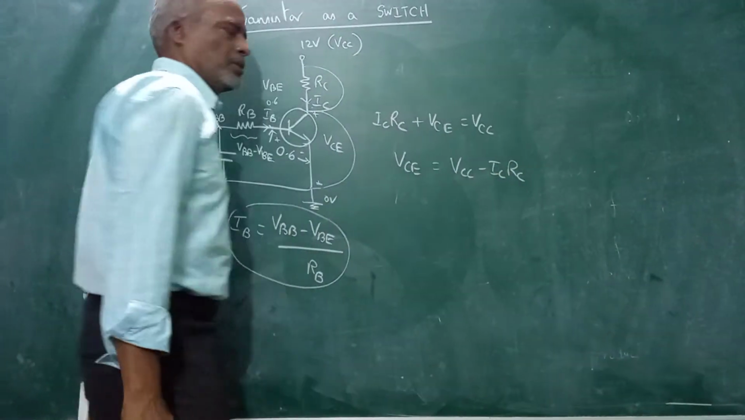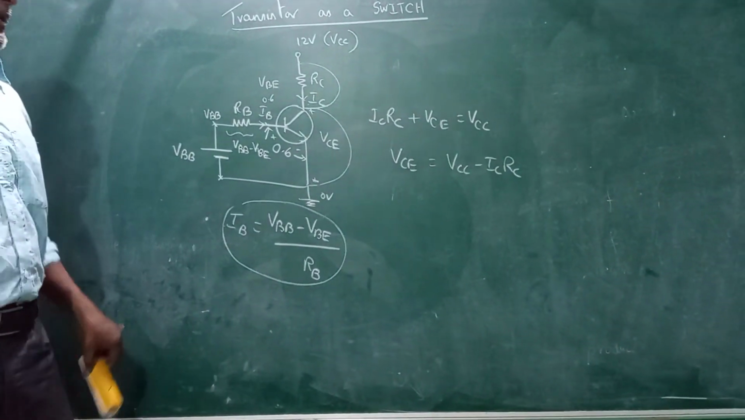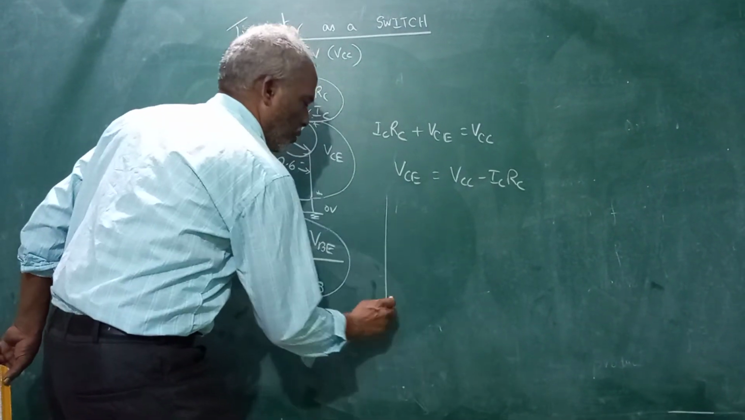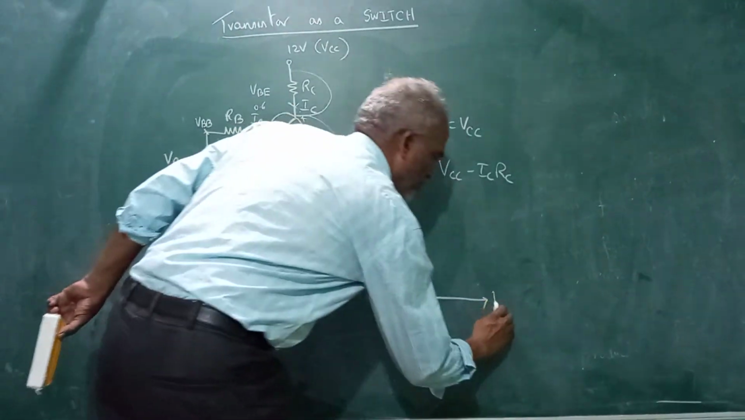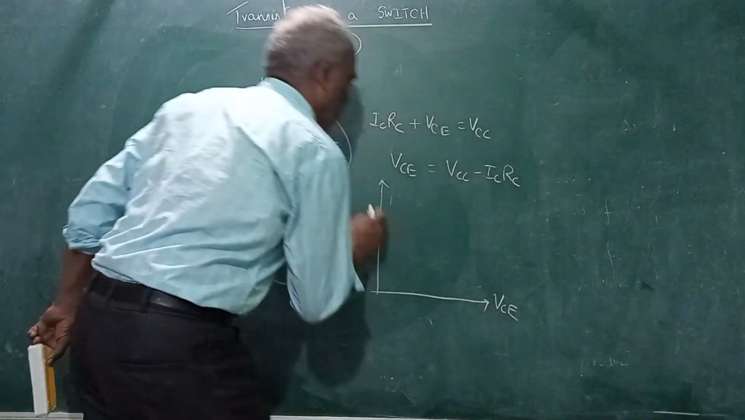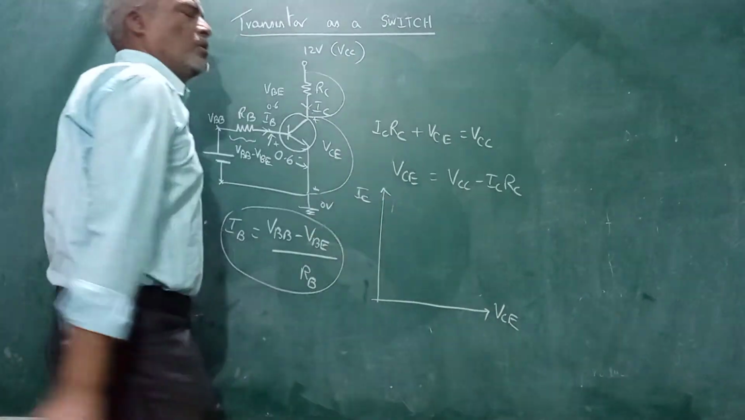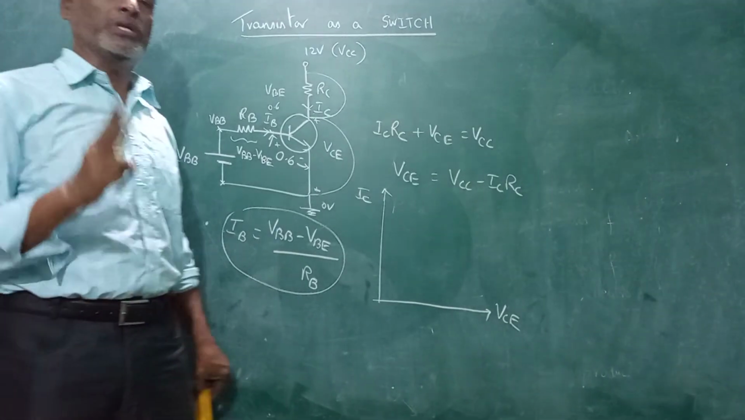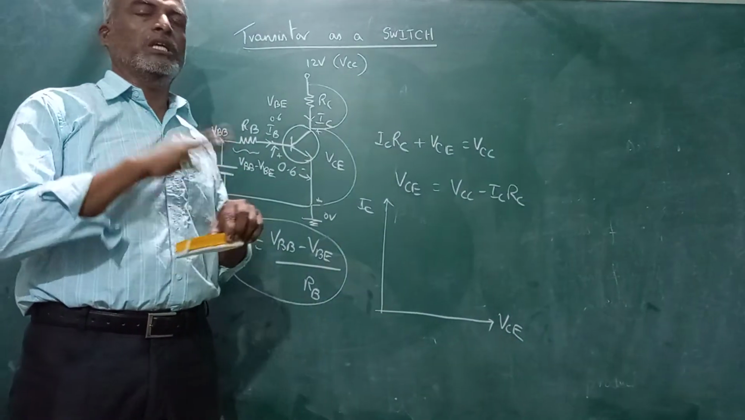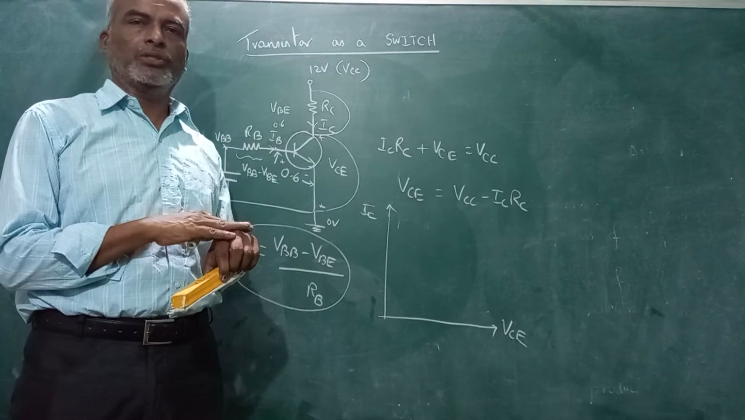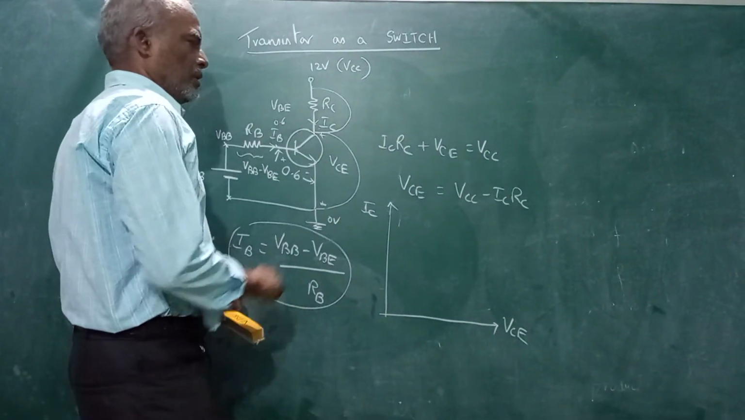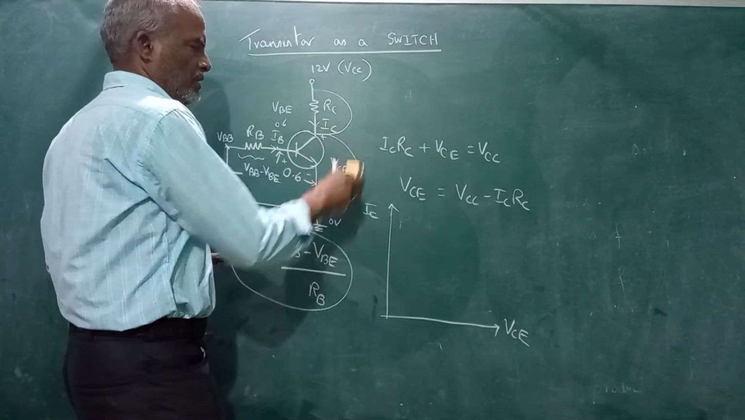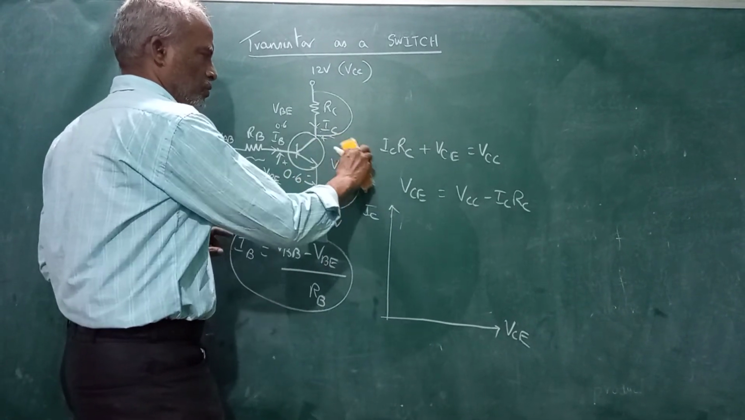This is the equation. If we draw the load line between VCE and IC. In the switch, we have two worst cases: either the switch can be open or the switch can be short circuited. So when this is open, assume this point is open.